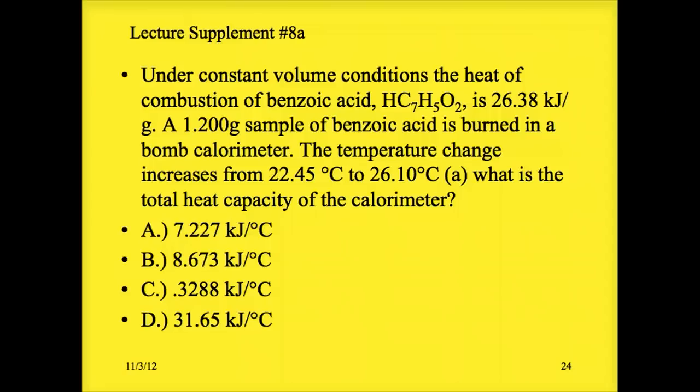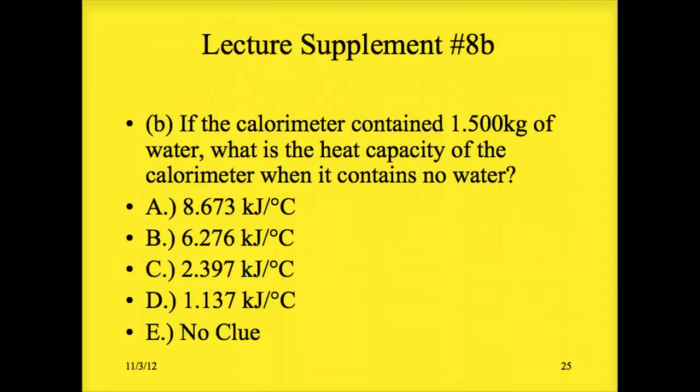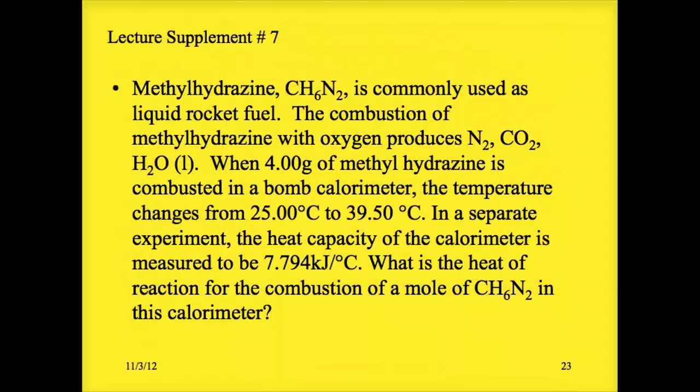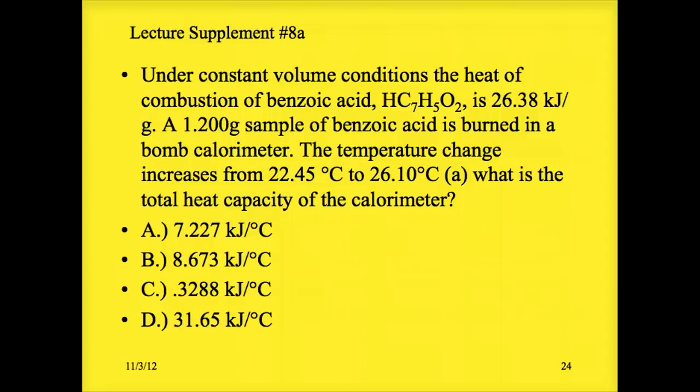In a lot of problems we're actually trying to find out the heat capacity of the calorimeter. Like I said, most times that's actually a known value, but in this question they're asking for it. Let's read it real quick. Under constant volume conditions, the heat of combustion of benzoic acid is 26.38 kilojoules per gram. A 1.20 gram sample of benzoic acid is burned in a bomb calorimeter. The temperature increases from 22.45 to 26.10. What is the total heat capacity of the calorimeter?